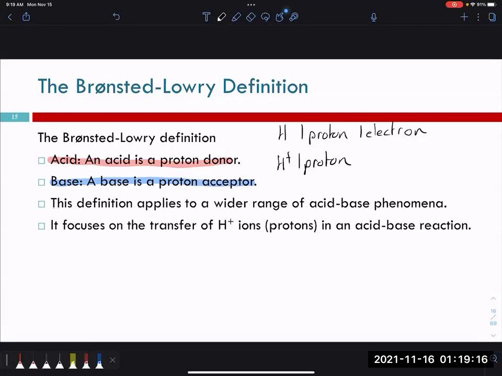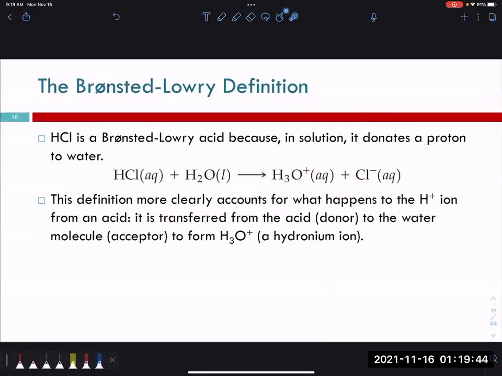So in this Bronsted-Lowry definition, the proton that it's talking about is hydrogen, and specifically the hydronium ion. This H plus is just a single proton. Looking at where that proton is coming from and where it's going lets us know if it's an acid or a base. HCl is a Bronsted-Lowry acid because in solution, it donates a proton to water.